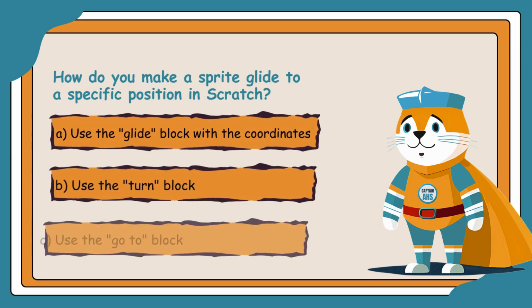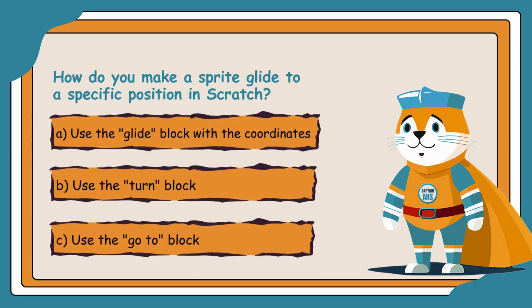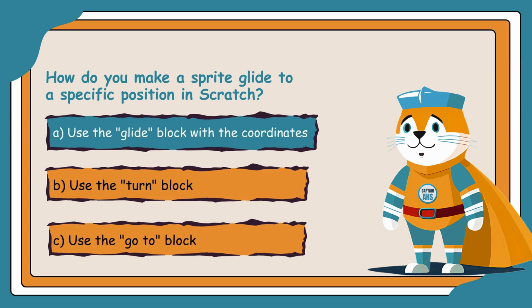How do you make a sprite glide to a specific position in Scratch? Option A, use the glide block with the coordinates. Option B, use the turn block. Option C, use the go to block. Option A, use the glide block with the coordinates.